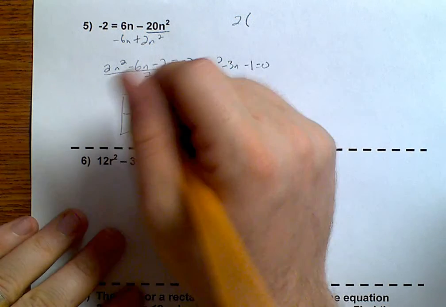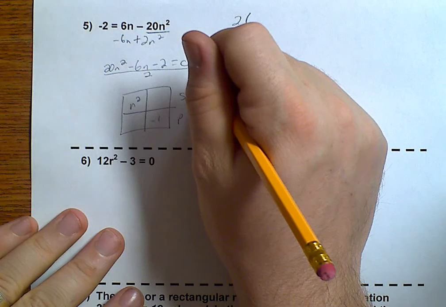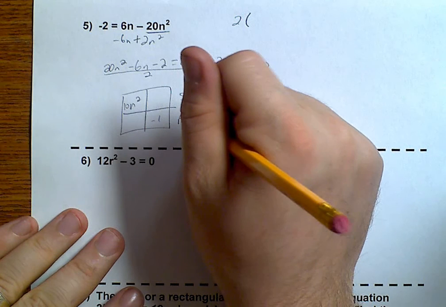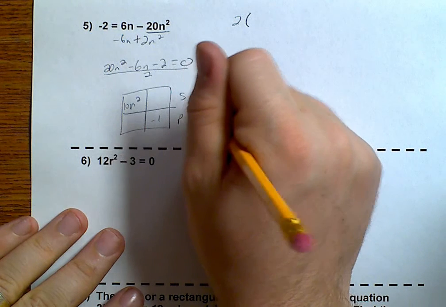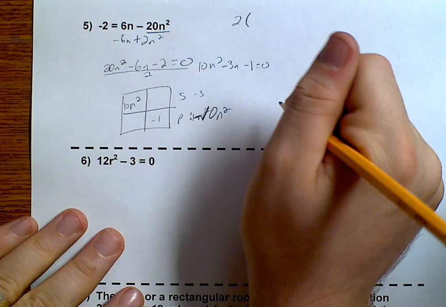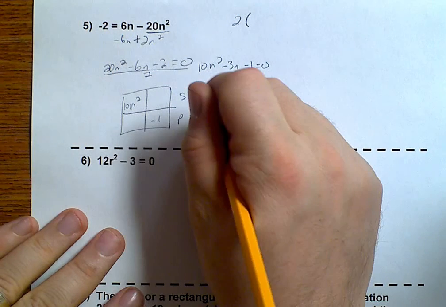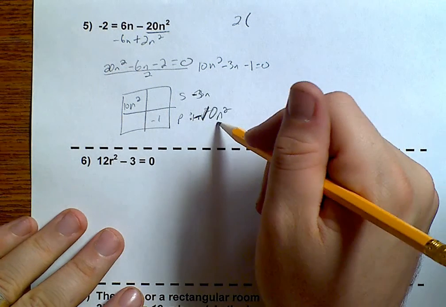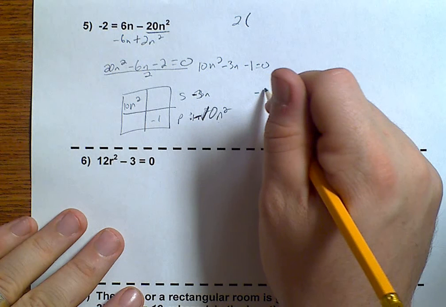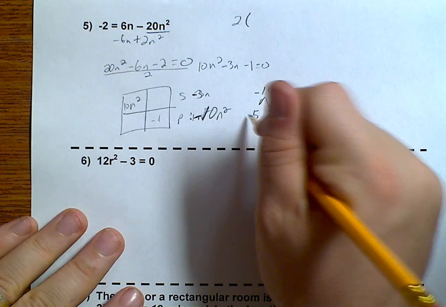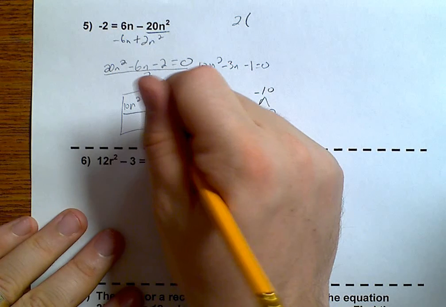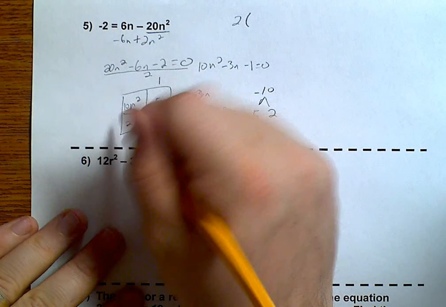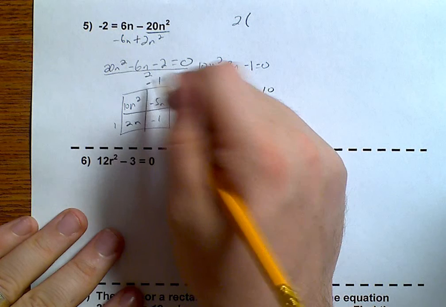This is not 2, this is 20, which means this is 10. So we want to multiply to negative 10n squared, add to negative 3. Well, it would be 5 and 2 with the 5 being negative. So negative 5n and 2n. Well, the only way to get 1 is 1 and 1. And since I put the negative 5 there, I need the negative 1 there.